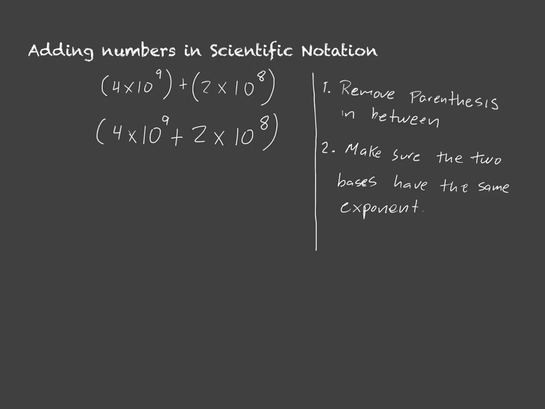To be able to do that, keep in mind that whenever you have 10 to the 9th power, you have 10 times 10 times 10 times 10, a total of 9 times. So I'm going to break it up, and I'm going to write it as 4 times 10 to the 1st power times 10 to the 8th power plus 2 times 10 to the 8th power.